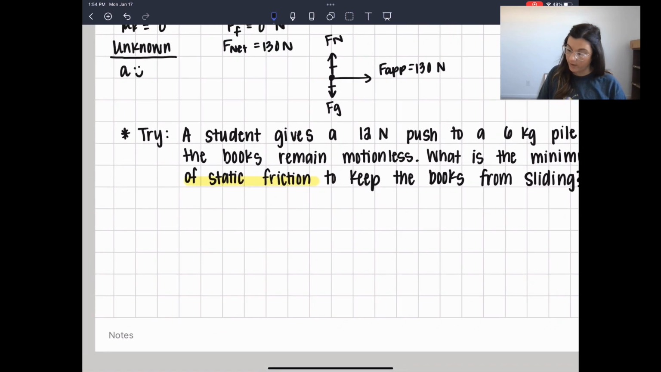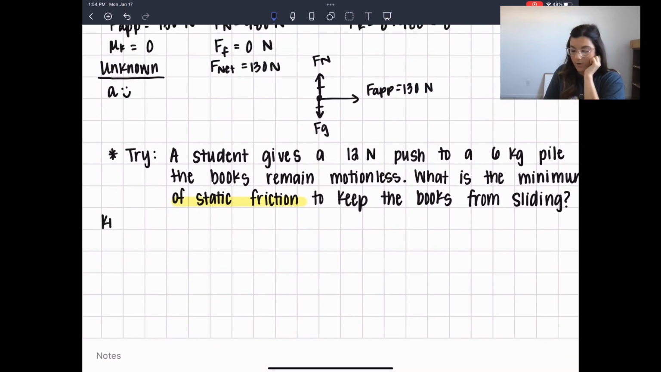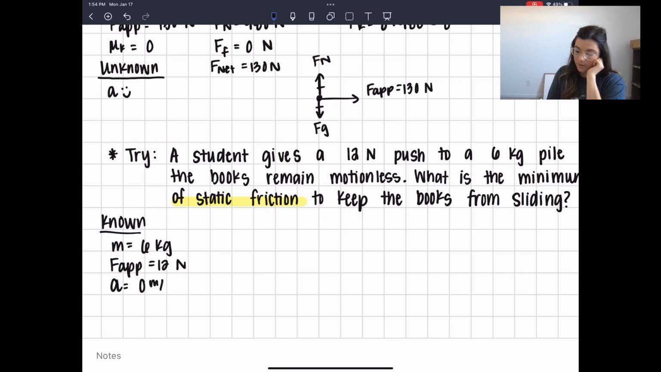So let me really quick list what I know. I know that the mass of books is 6 kilograms. I know that the applied force is 12 newtons. And it's motionless, which tells me the acceleration is 0. And it tells me that my forces are balanced.